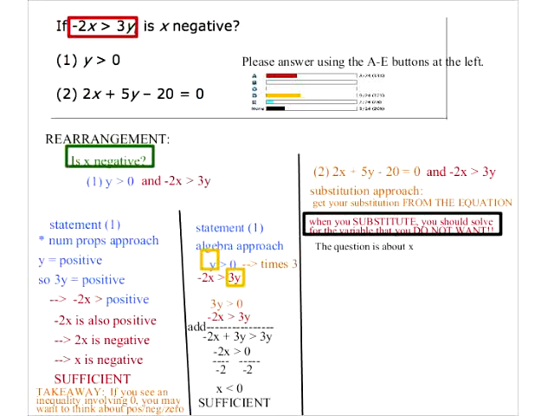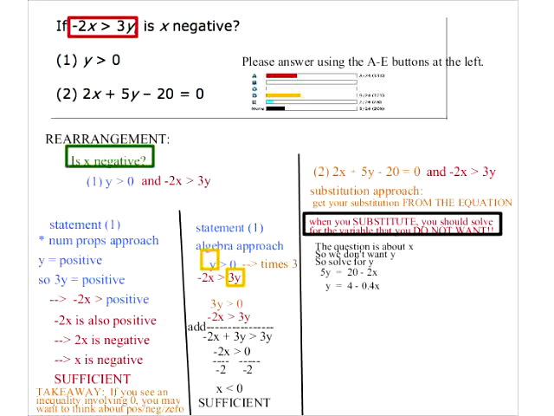We don't want y, so solve for y. So you get 5y, move the stuff to the other side of the equation. So 5y is 20 minus 2x. So y is, divide by 5, you get 4 minus 0.4x.